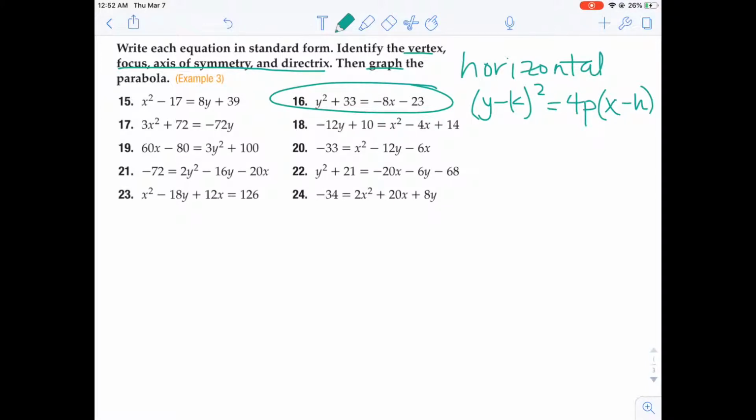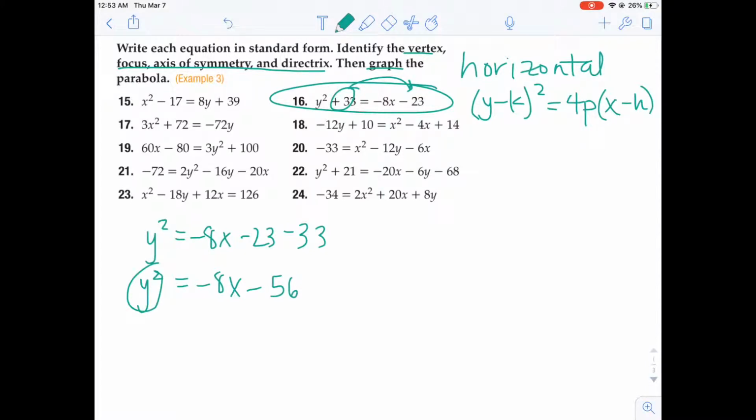Now, my y is being squared. I'm going to keep that together with any other y terms, which when I look at this, I don't see any y terms, which is okay. We're going to move this 33 over to the other side though, because we still just want to isolate that y. So y squared will stay on its own. On this side we have negative 8x minus 23, which was already there, but now we're going to subtract 33. So when this simplifies, we get negative 8x minus 56.